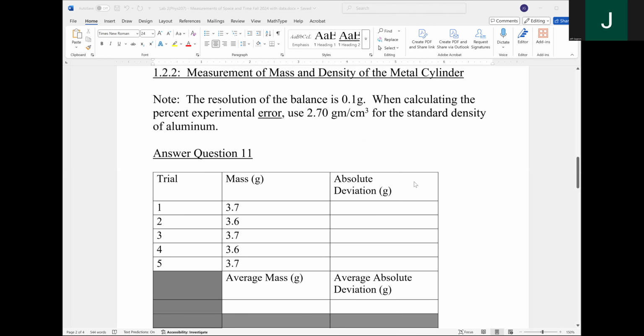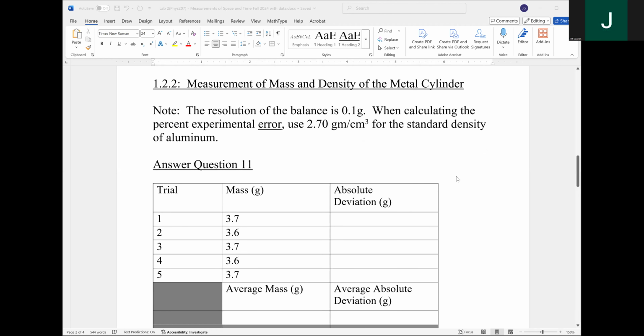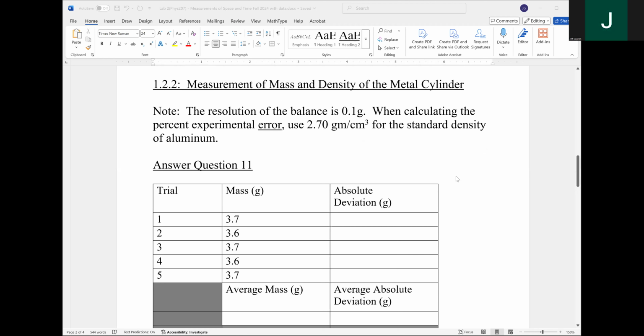Okay, so let me go back to the handout here. Ultimately, our goal here is to calculate the density of the aluminum cylinder. So now we're going to jump to question 11. The first thing you need to figure out is the mass. In order to compute the density, we need to know the mass and we need to know the volume. We just found the volume. Now we need to figure out the mass.